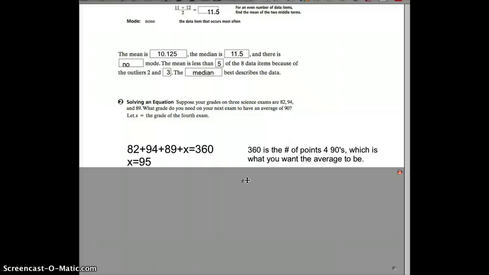So then, if you've already earned an 82 and a 94 and an 89, what do you need to get on that 4th test? All of those would add up to 360, and that would be 95.